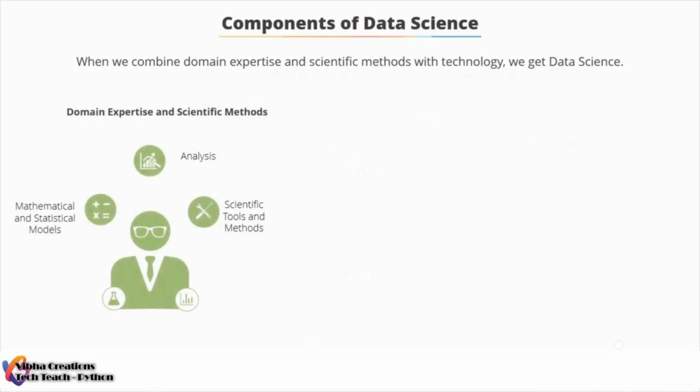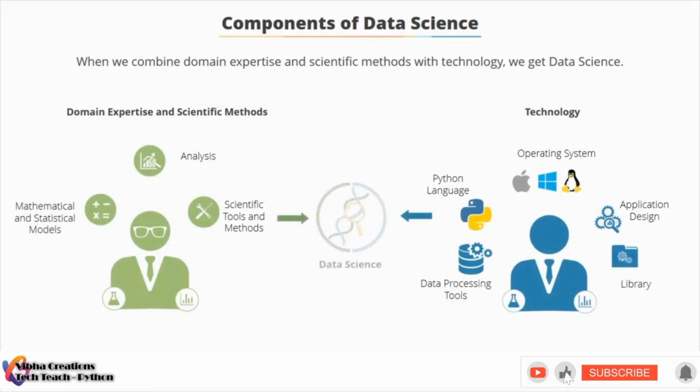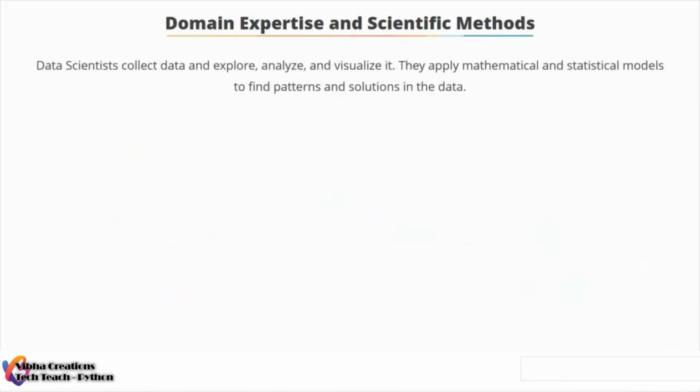When domain expertise and scientific methods are combined with technology, we get data science, which enables one to find solutions for existing problems. Let's look at each of the components of data science separately. The first component is domain expertise and scientific methods.